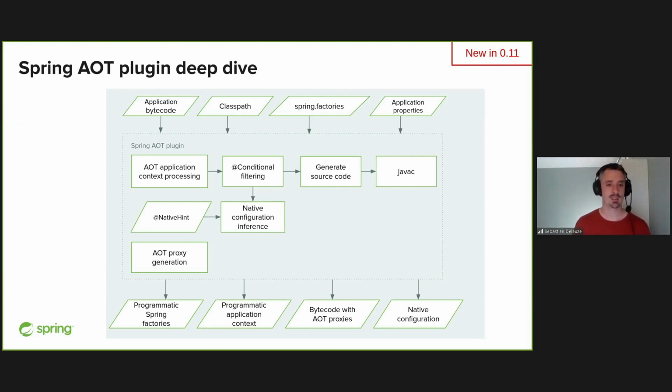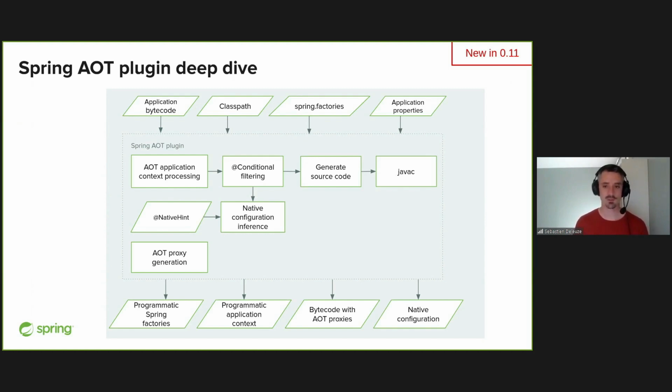We begin by doing AOT application context processing. So the context is created with the various beans, but not started. We perform @Conditional filtering. We are going to see @Conditional in more detail with the sample. @Conditional is the mechanism that allows Spring Boot to know what part of the configuration is required for your application and what part of that configuration is not required. And this process is typically done at runtime in a very efficient manner. But here we are going one step further because we do it during the build.